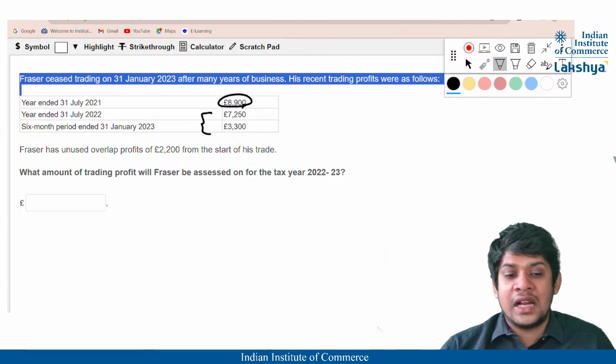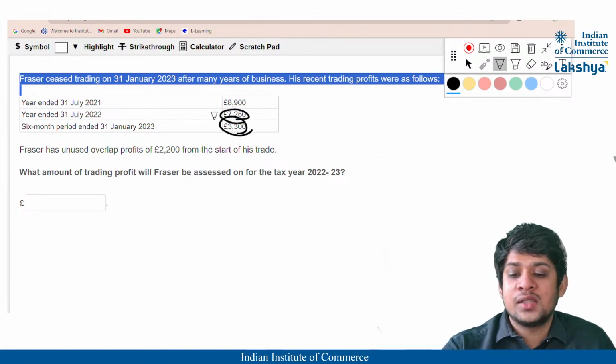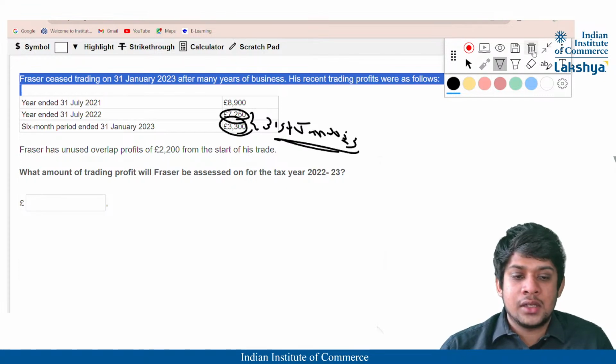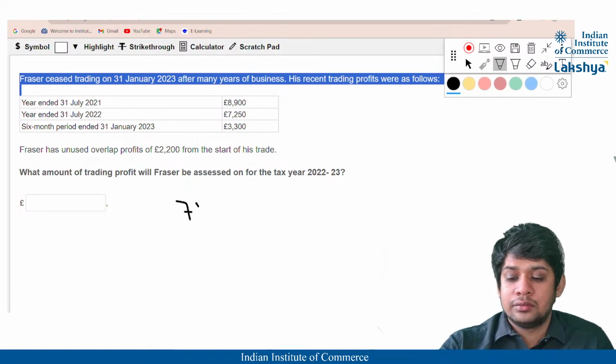So what is her profit that will be assessed for the year? Obviously, this and this both will be assessed, and paid by 31st January 2023 through the tax return. So it will be 7250 plus 3,300.